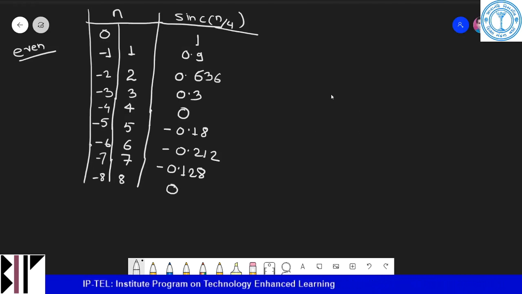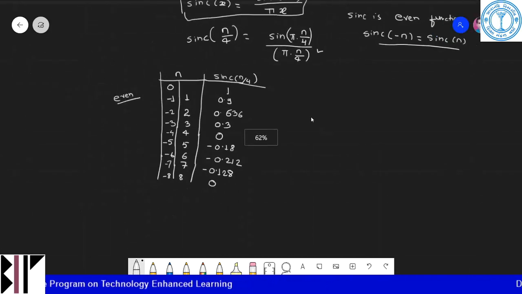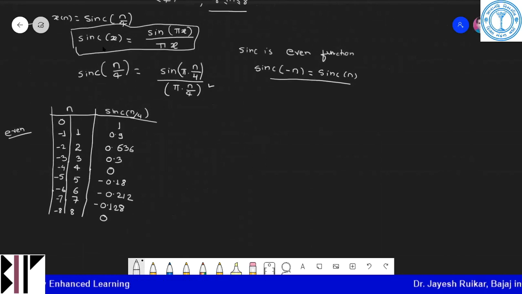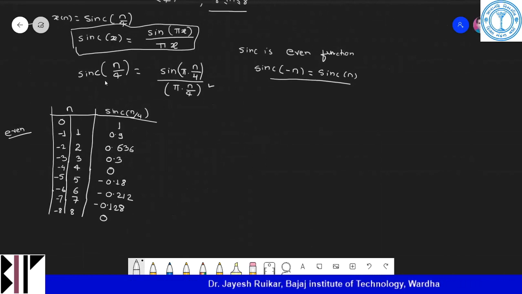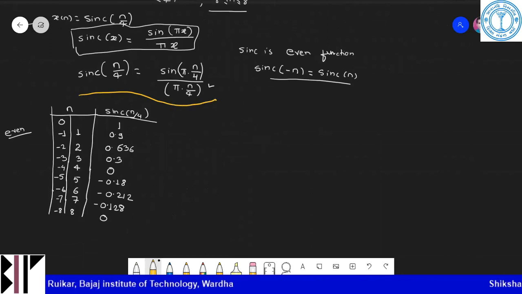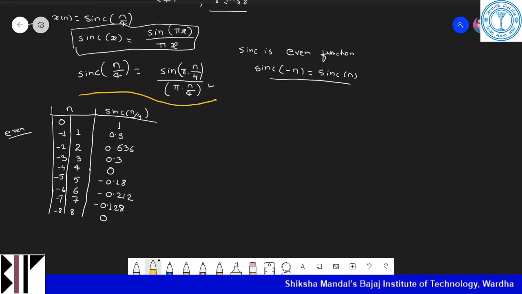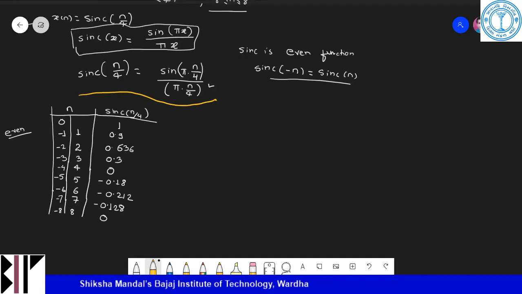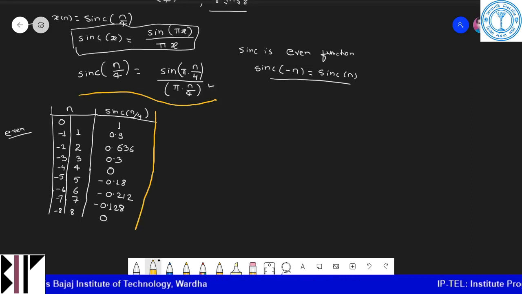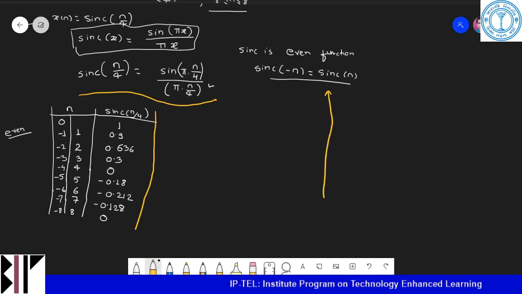So what function has been given? The function has been given as sinc of x, or you can say x of n is nothing but sinc of n by 4. So we have to plot this function. This is the basic definition of sinc of n by 4. We put the value for n equal to 0, and then positive towards 8, and then negative towards 8. So we have n from -8 to +8. We put all these values and we'll have this table. Now you have to draw this function. This is not a straight line.